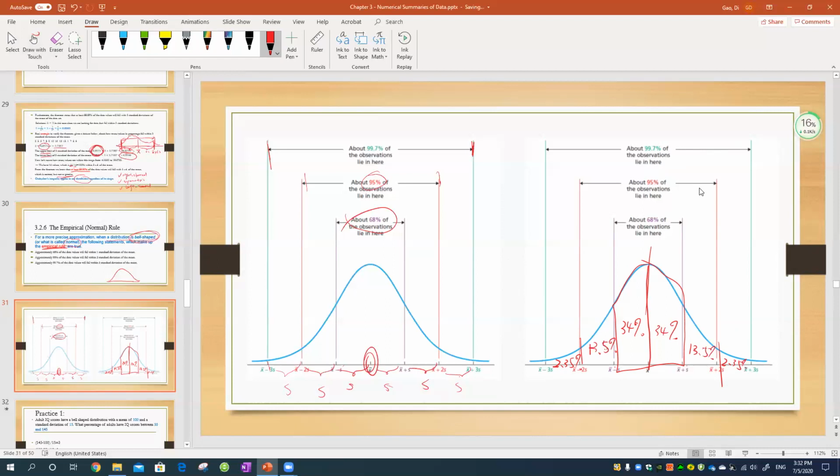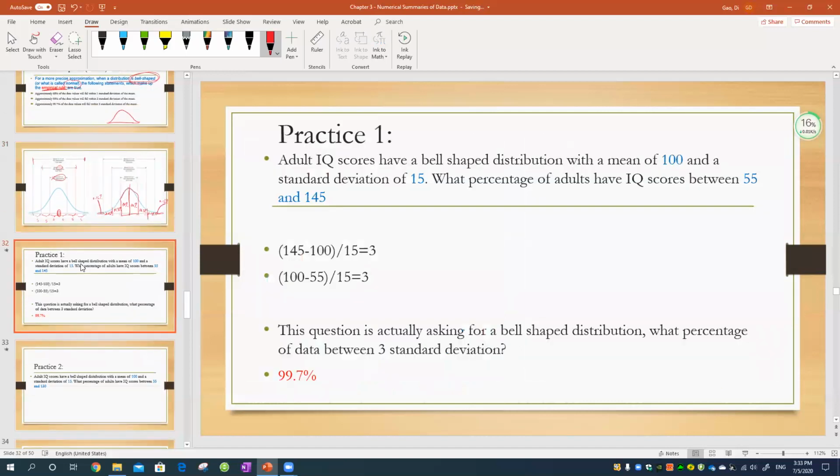So we're not done yet, right? For all the area under the curve, we still have these little areas here and here. So 99.7, and everything under the curve is 100%. So for this one it's going to be 100 minus 99.7, which is 0.3, divided by 2, so 0.15%. So we have made this empirical rule more specific. Now let's look at practice 1.